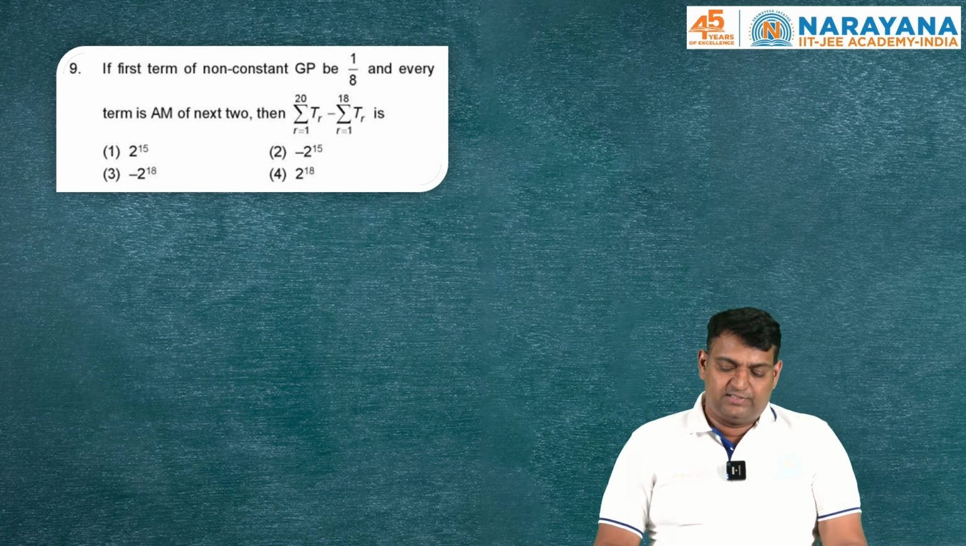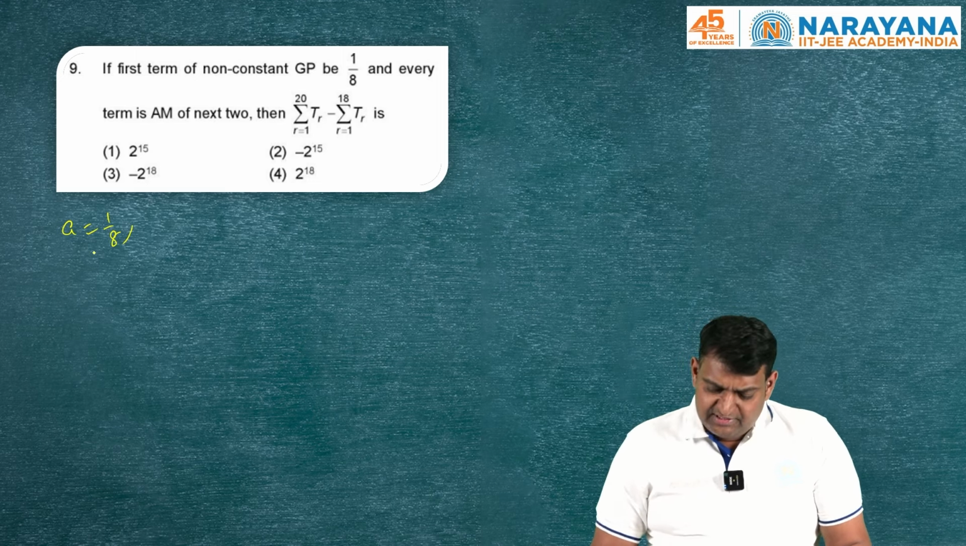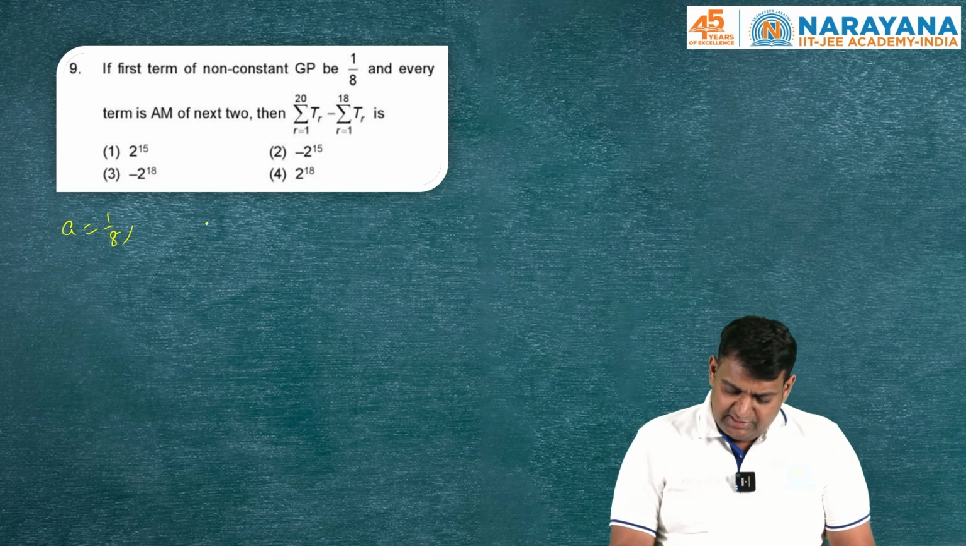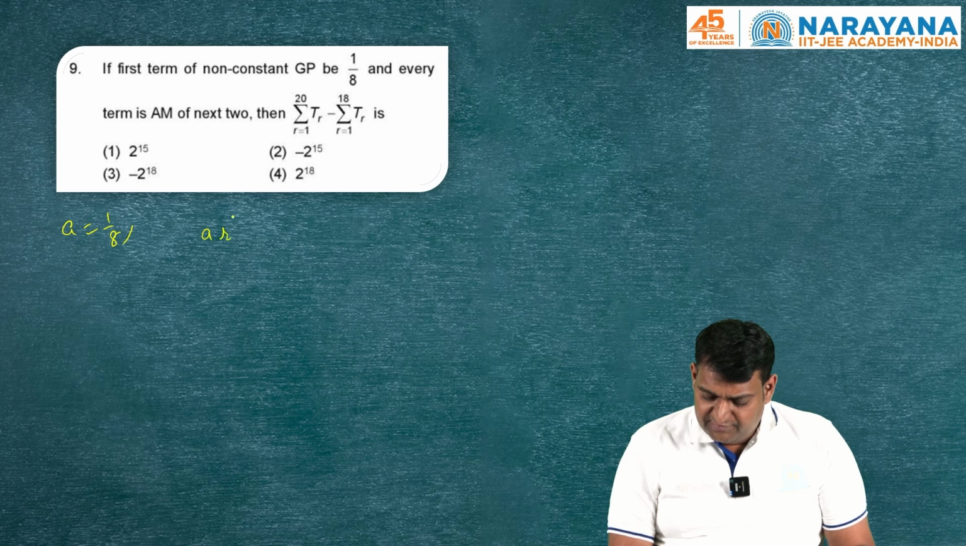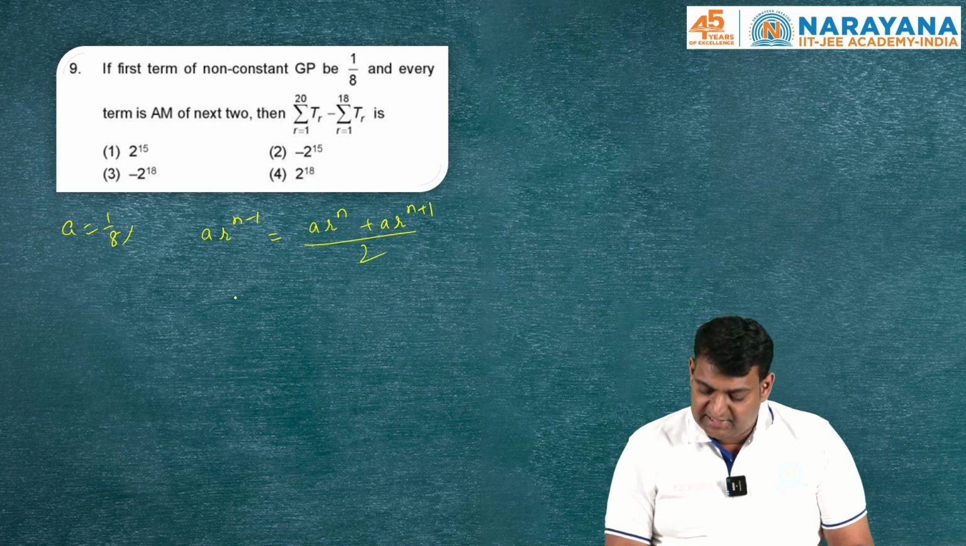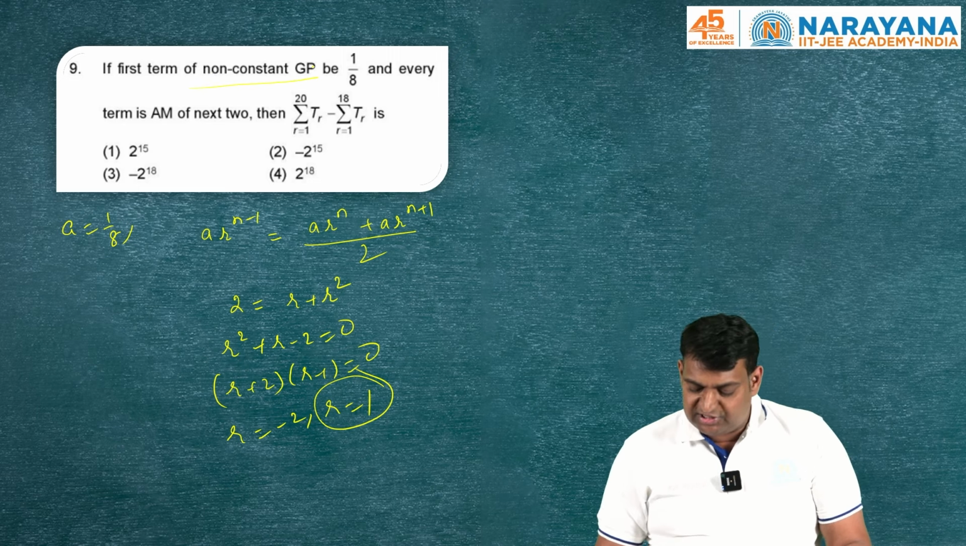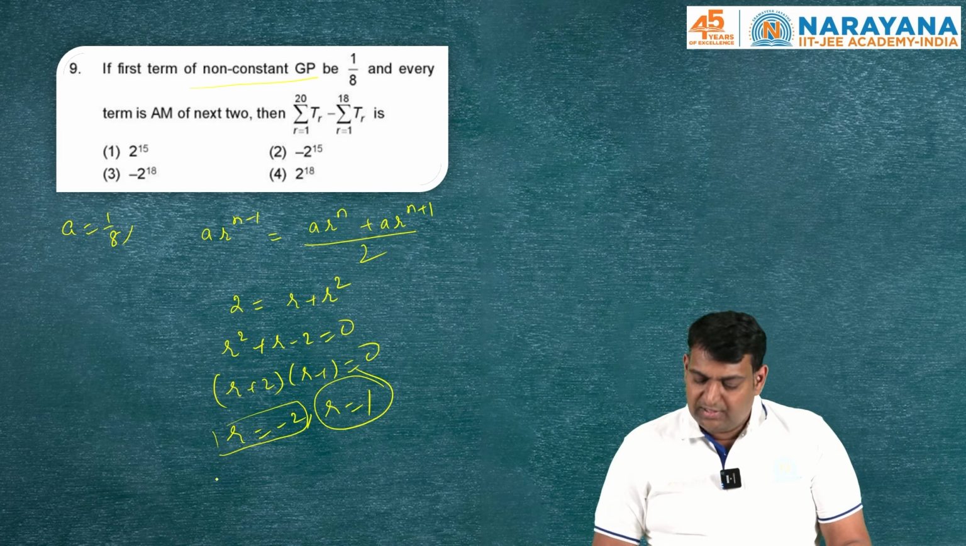What does it say? The first term of a non-constant GP is 1 by 8, a progression problem, okay? And every term is the AM of the next two terms. So every term AR power N minus 1 is the arithmetic mean of the next two terms, that is AR power N plus AR power N plus 1, divided by 2. A common cancels, R power N minus 1 also cancels, and what will we get? 2 equals R plus R square, or R square plus R minus 2 is 0, that is R plus 2 into R minus 1 is 0. So R is minus 2 or R is 1, but R cannot be 1 because it is clearly mentioned that it is a non-constant GP. So the only possible value is R equal to minus 2.